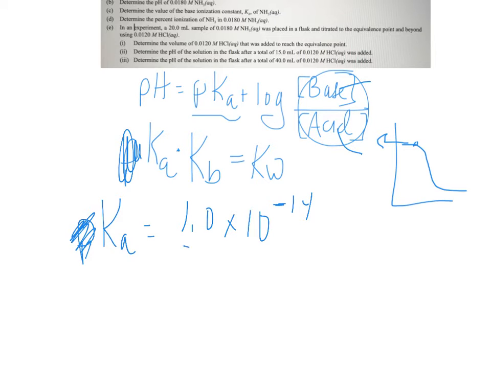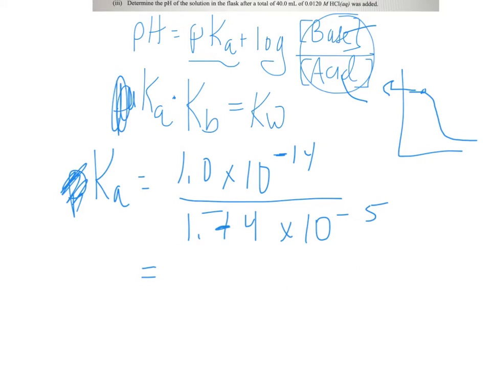So we plug in now our value for Kb, which we solved before, which was 1.74 times 10 to the negative 5. And what we end up with is a value for our Ka of 5.75 times 10 to the negative 10. So that is our Ka.